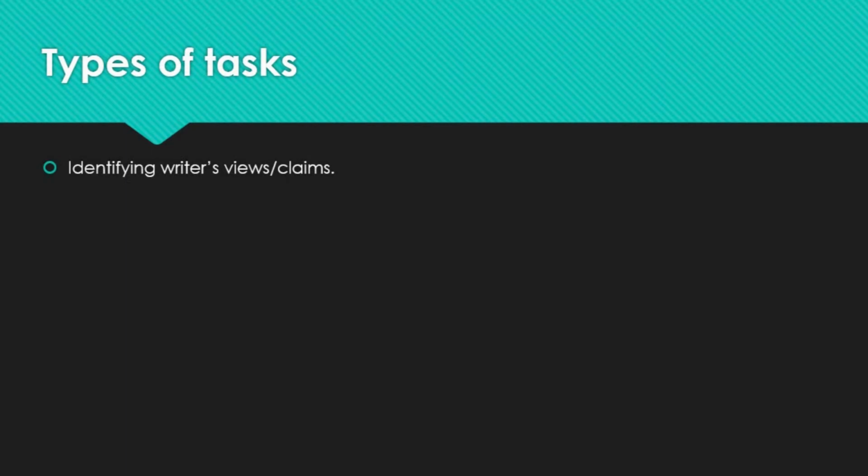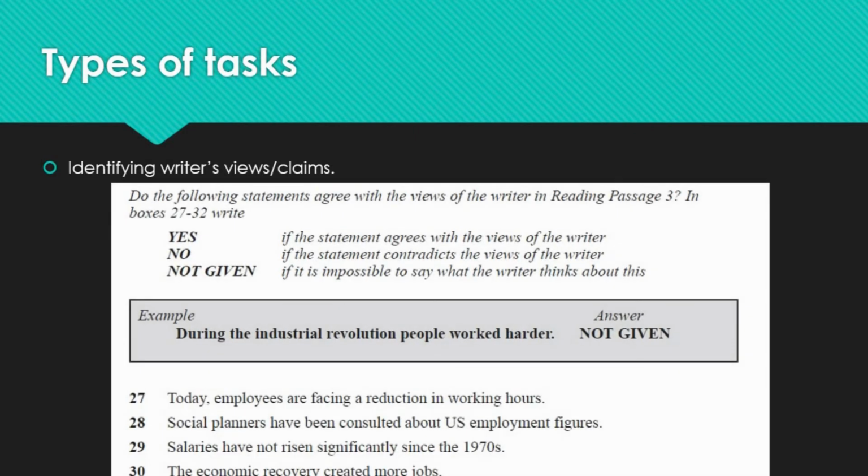In the next type of question, you need to identify a writer's claim or view. In this type of question, the writer would put forward his views or claims from the passage and you have to identify if they match with the information provided in the passage or not. Usually this type of question is called yes, no and not given.